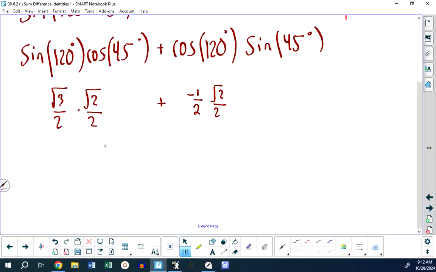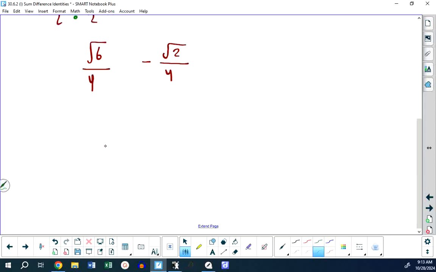This becomes root 6 over 4 minus root 2 over 4. A very common mistake here, everybody, is to forget to multiply the two 2's together. I think you're kind of thinking maybe, oh, the common denominator is 2. But you're multiplying those two fractions. So we end up with root 6 minus root 2 all over 4.